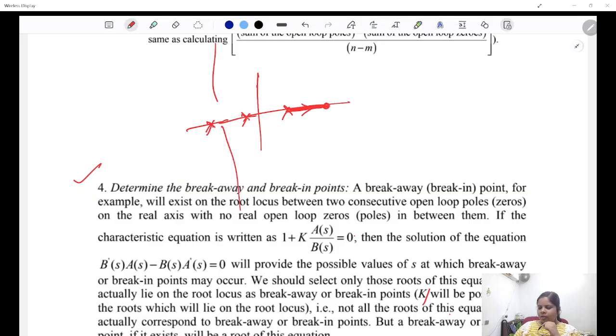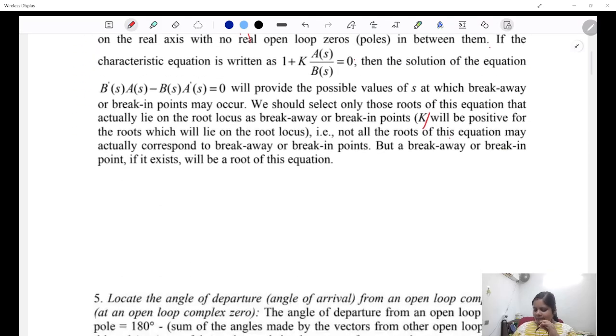Then what happens? This has to go along the asymptote, but it would come here, this would also come here, and since there is no zero in between, they'll have to come together and there would be a breakaway point. Break-in point means from some pole this branch is coming and it is moving into the axis, along the axis. So we'll see those questions, but these are the breakaway and break-in points.